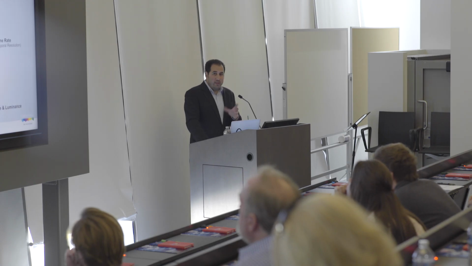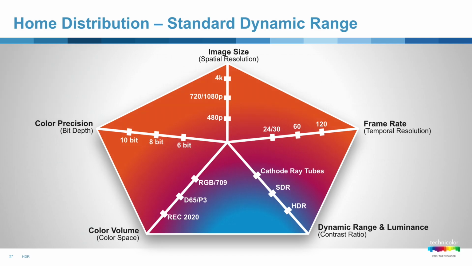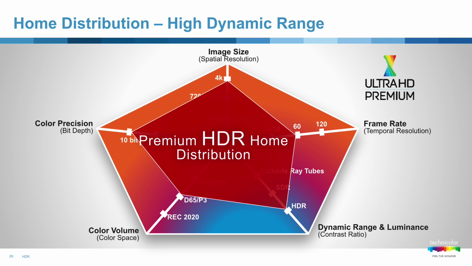So let's look at what these specifications are and how we actually change them. If we look at those 5 different pillars again, the home distribution standard dynamic range content, no matter what we mastered it to, was sent to the home as HD, mostly 8-bit. So even if you had 16-bit TIFFs as your master file, it's crunched down to 8-bit for AVC compression, so you lose your bit depth. And 24, 30 frames a second maybe was the content that we were distributing, standard dynamic range in Rec. 709. As we move to UHD Premium, we expand out on every axis.